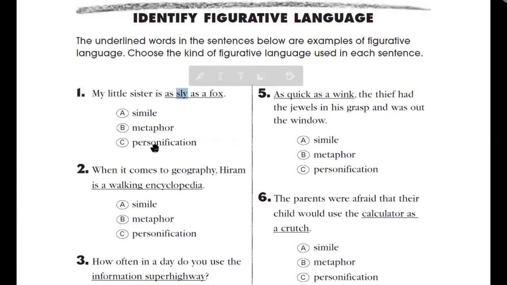Good. Now read the second sentence and let's see if you can understand. When it comes to geography, Param is a walking encyclopedia.